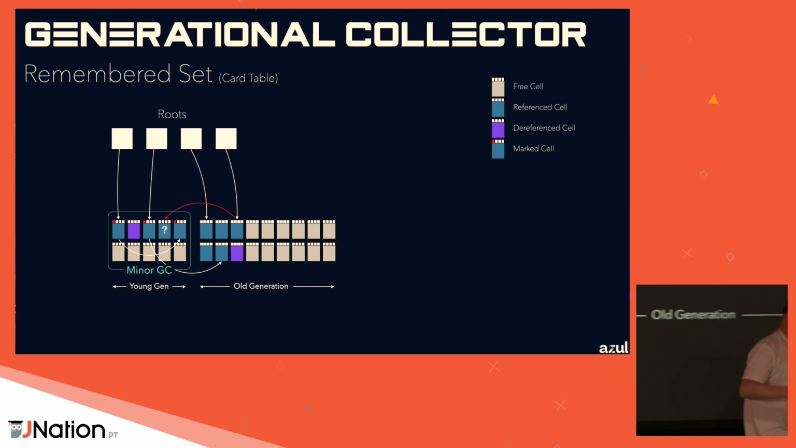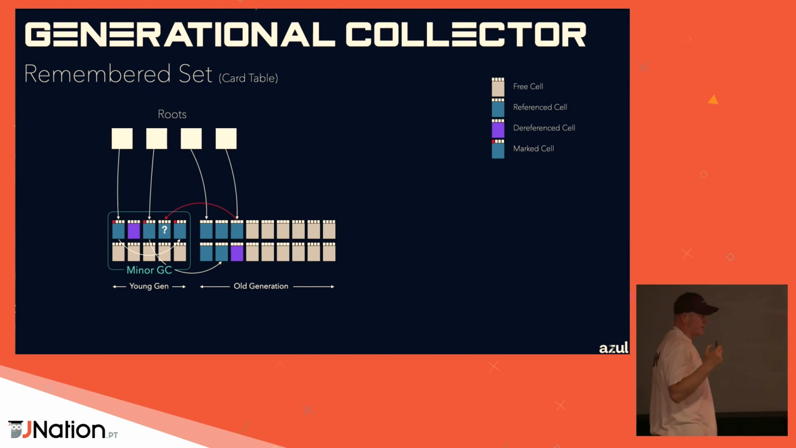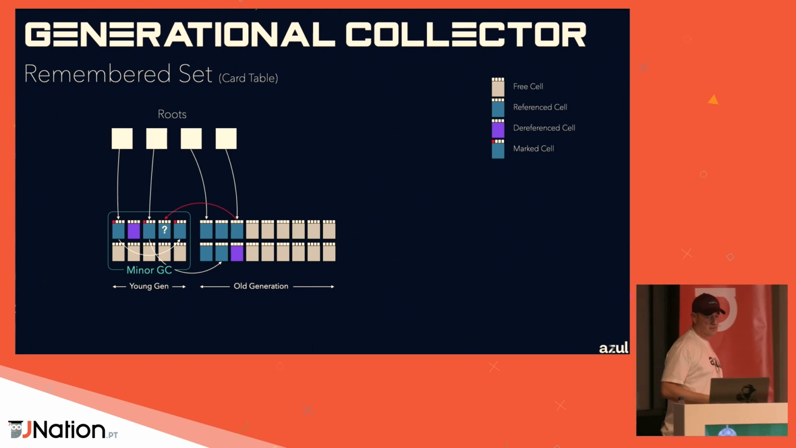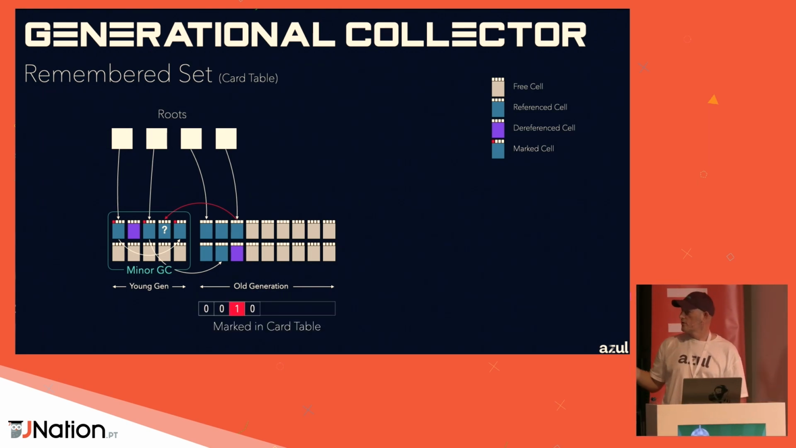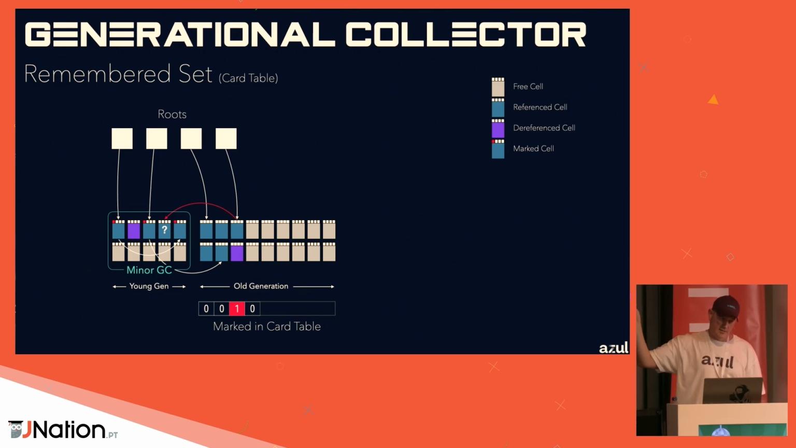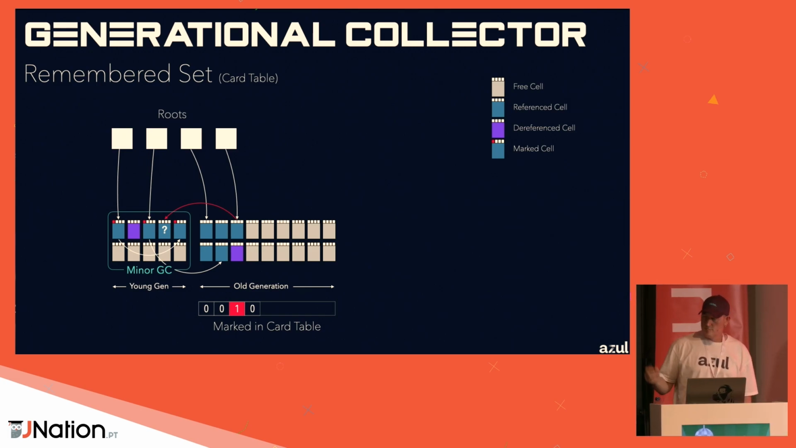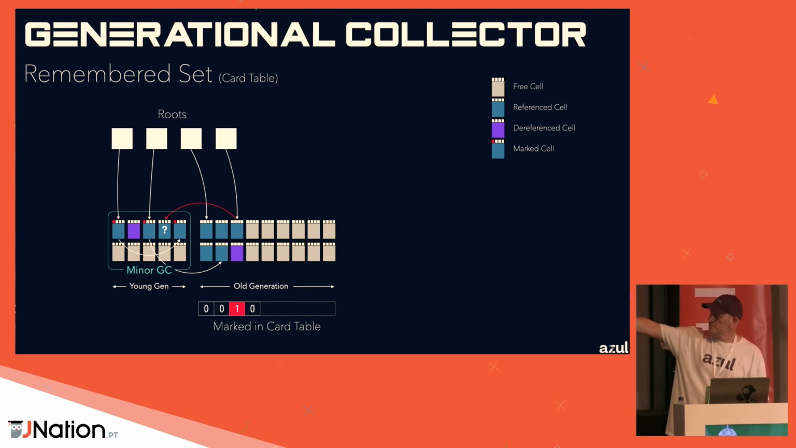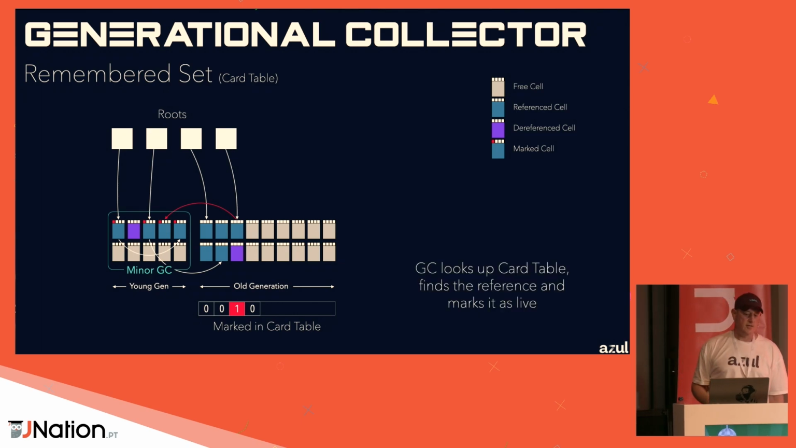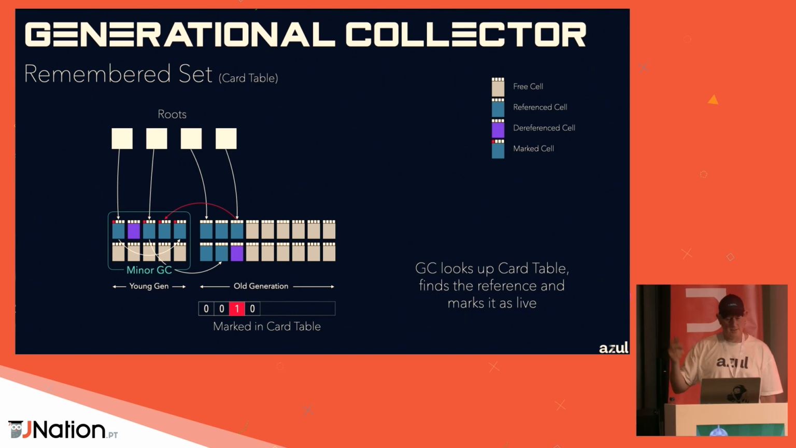So we need a way to figure out what is a live reference that's coming from the old generation to the young one. And for that, we have a so-called card table. That's also known as the remembered set. So the JVM marks this specific cell in the old generation because it has a reference to the young one. This will be used by the minor collection, and then it knows, oh, there is another one. I have to mark this one too, and then it will work.